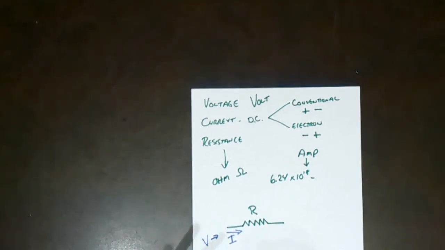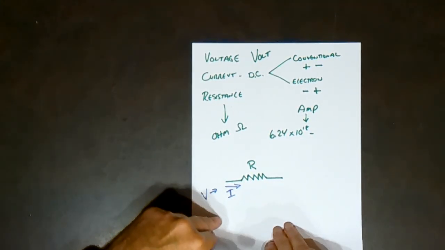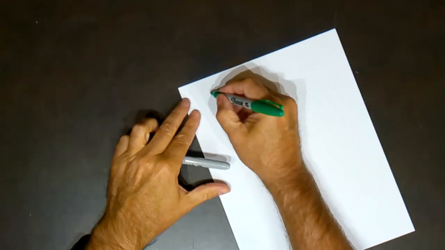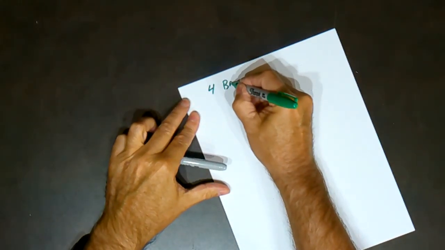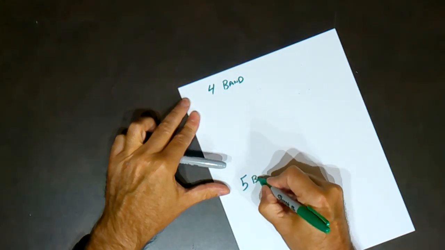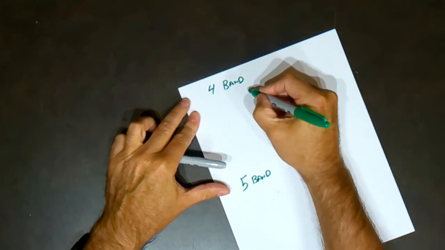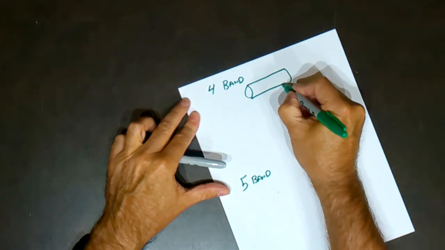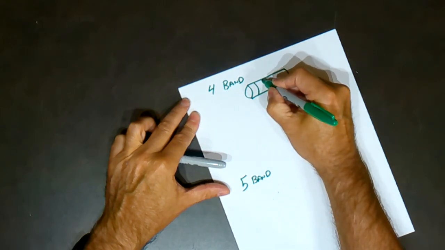And then we talked about an actual resistor. There were two types of resistors that we talked about in class. Specifically, there was the standard 4-band resistor, and then there was the precision 5-band resistor. So with the 4-band resistor, there were 4 bands of color.